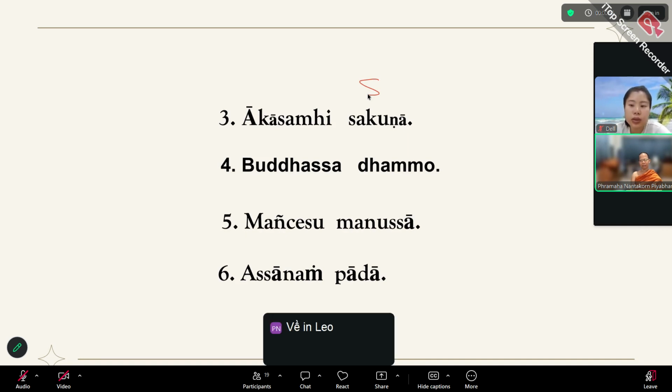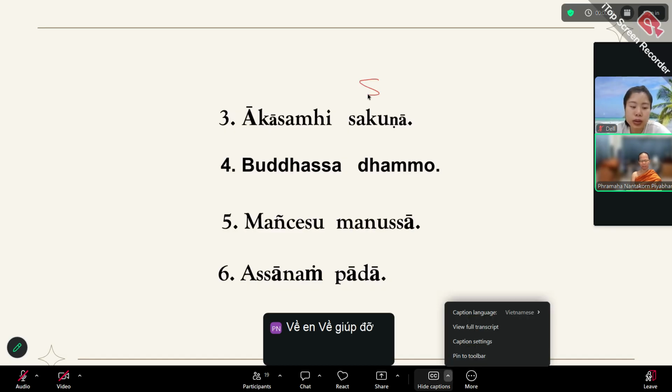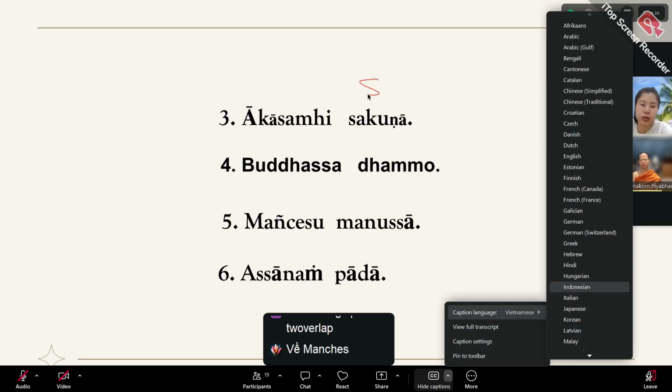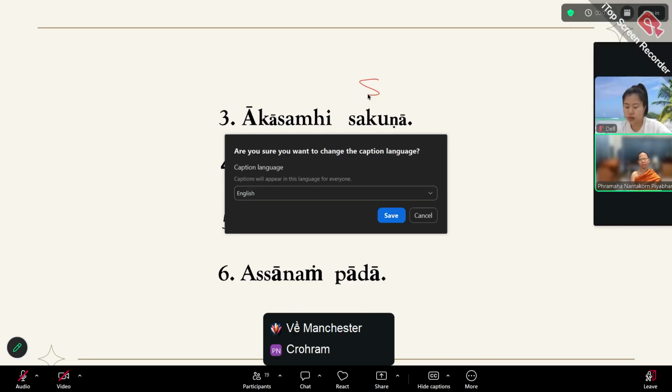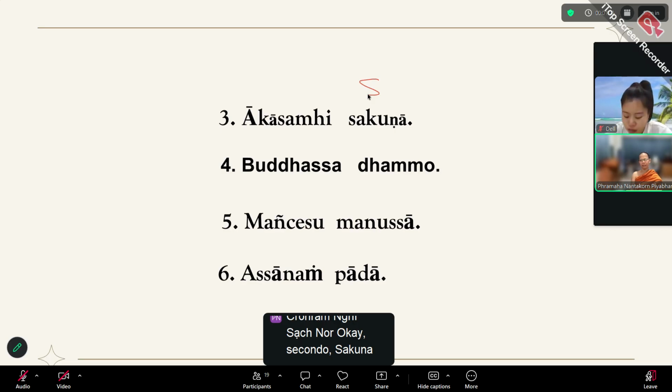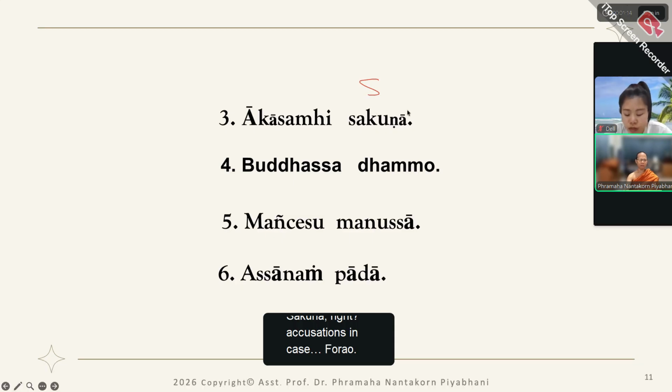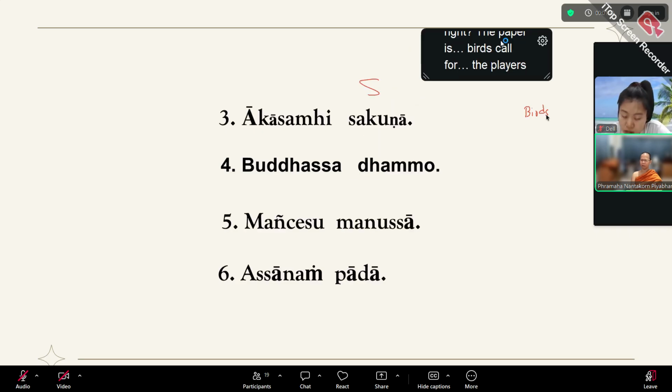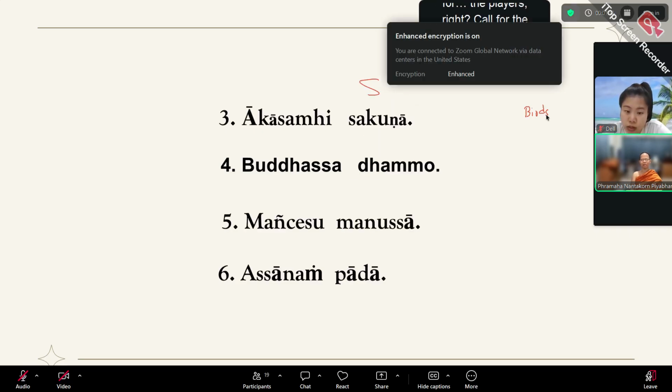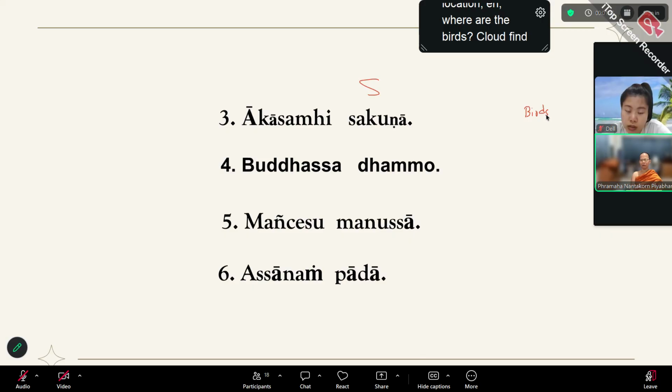Birds in English, right? This bird, one bird or two birds? Many birds, plural. Okay. Sakuna, right? Accusative case, plural. Sakuna, birds, right? Okay, birds. Birds call for the place, right? Call for the location. Where the birds call for the location, where.